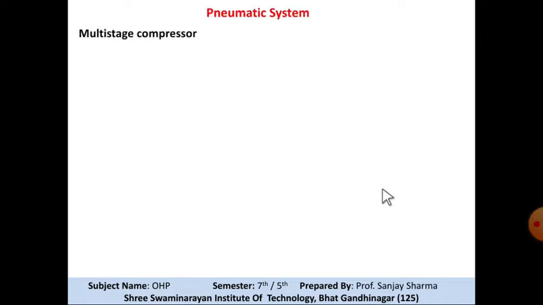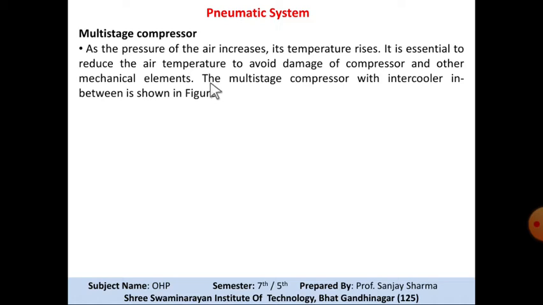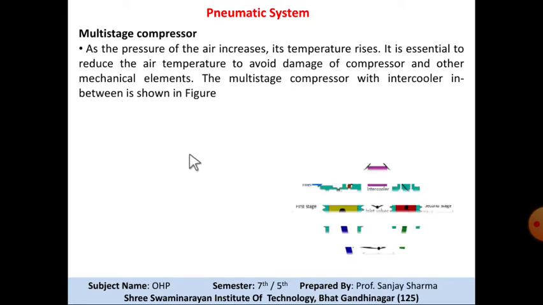Now the next one is the multi-stage compressor. As the pressure of the air increases, its temperature rises. It is essential to reduce the air temperature to avoid damage to the compressor and other mechanical elements. Friends, I told you that as the pressure increases, the volume decreases and the temperature of the air rises. This rise in temperature should be controlled. If it is not controlled, it will damage the components of the pneumatic system. The multi-stage compressor with an intercooler in between is shown in the figure.